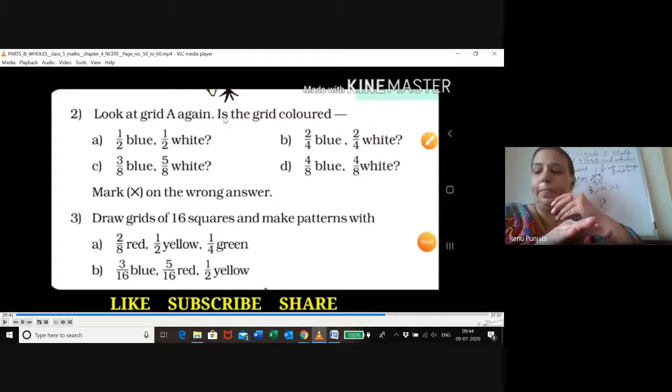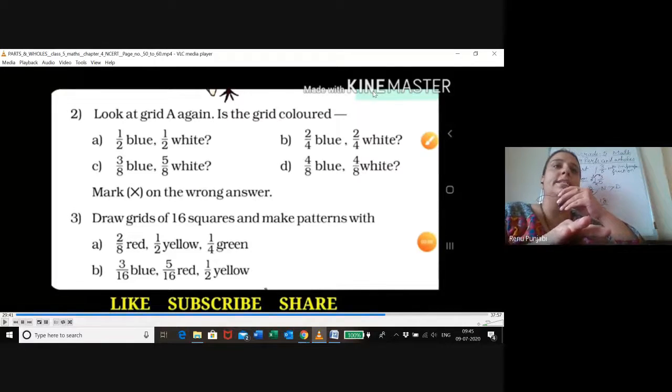We can say 2 upon 4. When you reduce 2 upon 4, 2 ones are 2, 2 twos are 4. It is 1 upon 2, which means this is also half blue and half white. So this is also right.